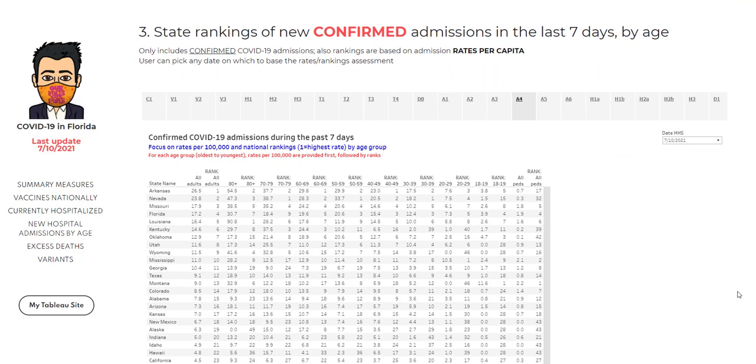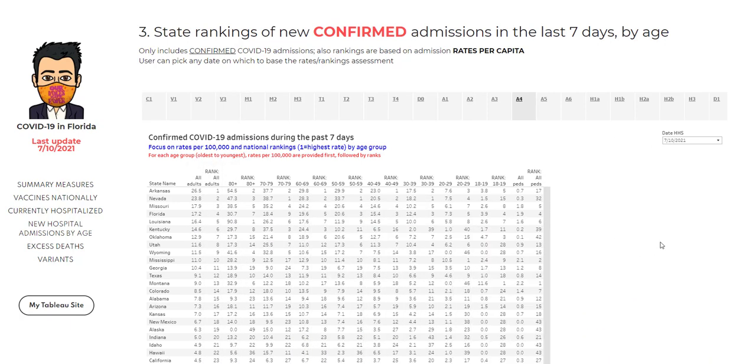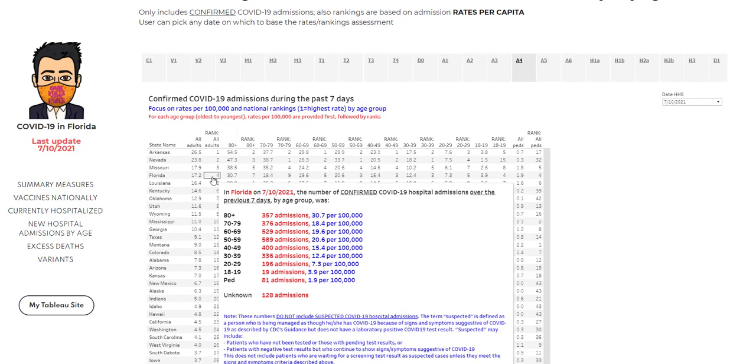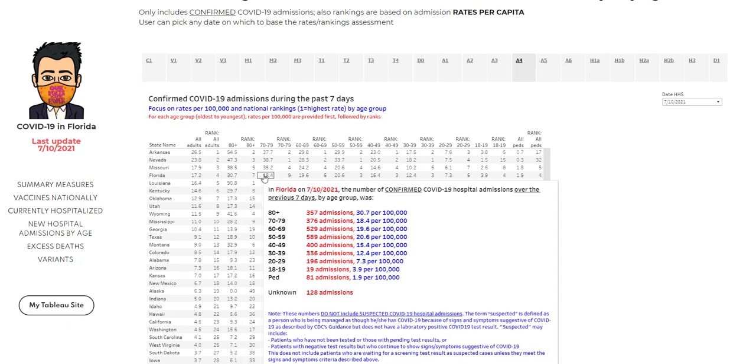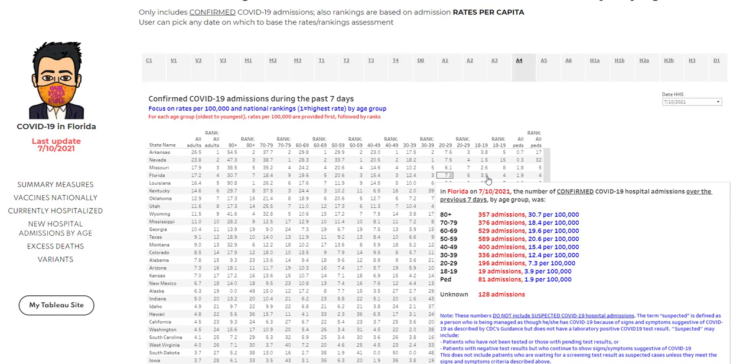And here are the state rankings again for people who want very detailed data in a table. This gives, by age group, the per capita rate of new COVID-19 admissions in the most recent 7 days. And again, here are the rankings. Florida right now, if we just look at confirmed COVID-19 admissions in the past 7 days overall, ranks fourth highest. And then you can see they rank seventh highest in the 80 plus population, ninth highest in the 70 to 79, and so on.